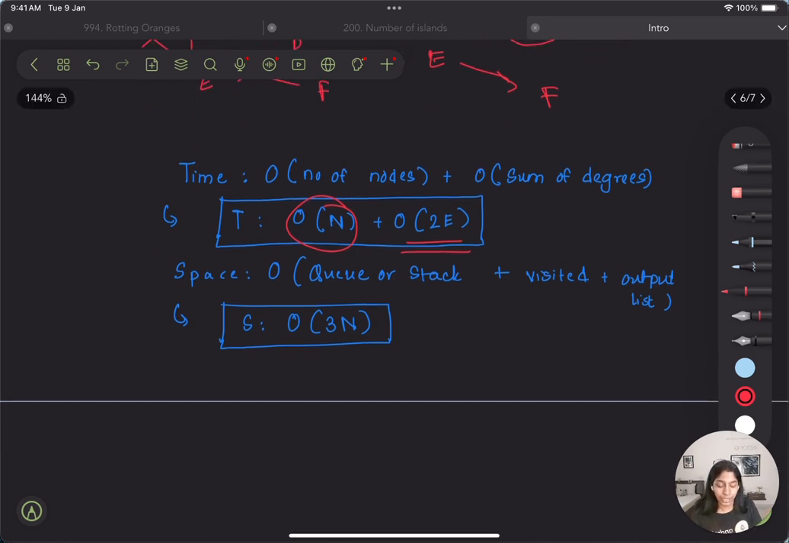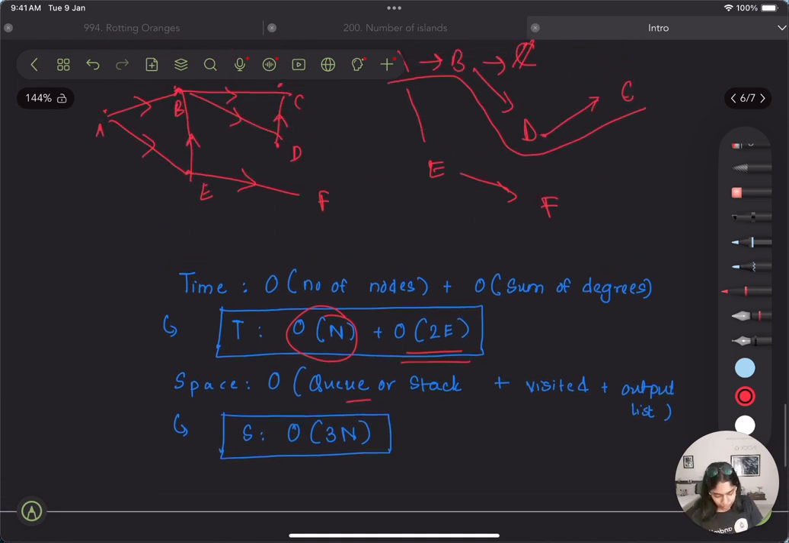And the space complexity is, so what are we using? We're using a queue when it comes to BFS, or the recursive stack when it comes to DFS. So we have a visited set, and this is optional if we're using an output list. So if you add all that together, it's 3n, which is basically O of n. And you can remove this 2 here. You can just remove the 2. So n is also represented as V for vertices. So it's O of V plus E.